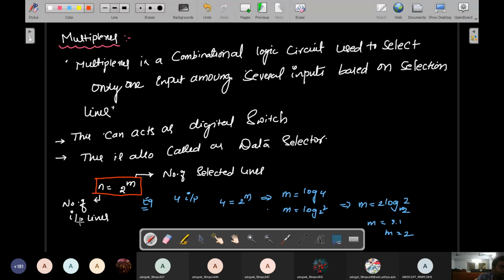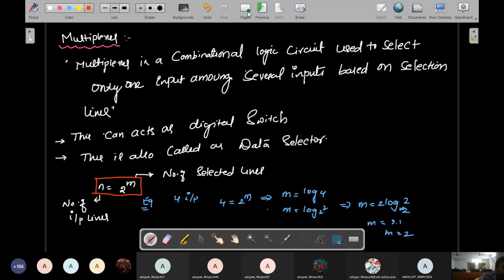In this formula, n indicates the number of inputs and m indicates the number of selecting lines. So the number of inputs to the multiplexer depends upon this formula, and you can write the selection inputs. For example, if you consider 4 inputs, this is a 4:1 multiplexer, then you have to choose 2 selection lines, which we can derive from this formula.